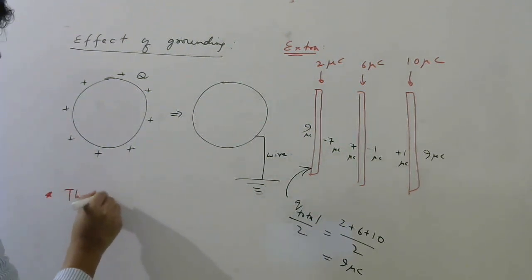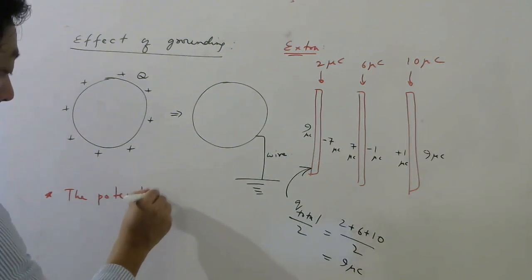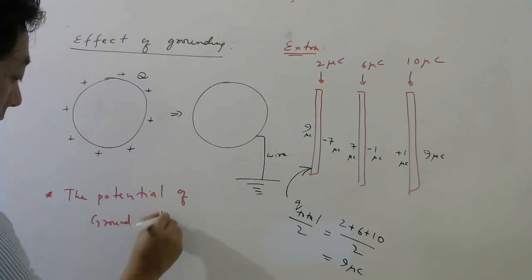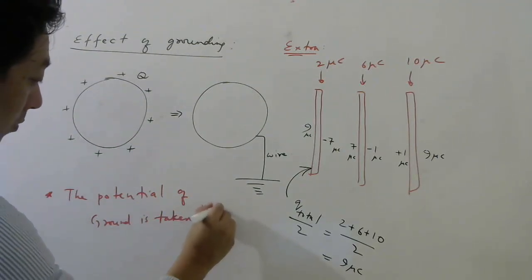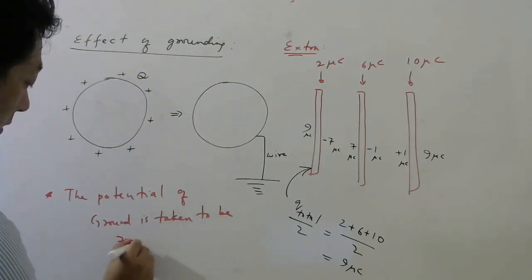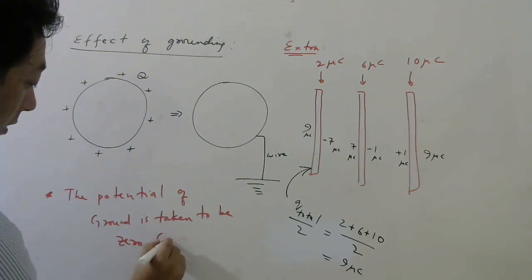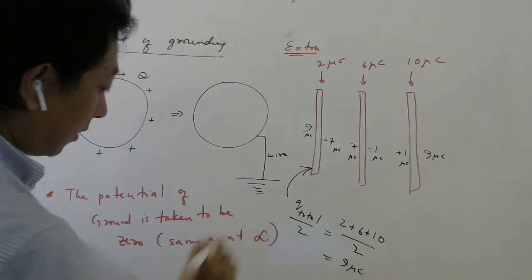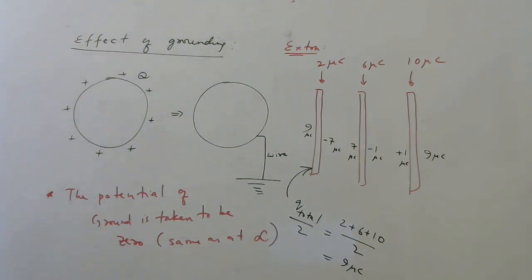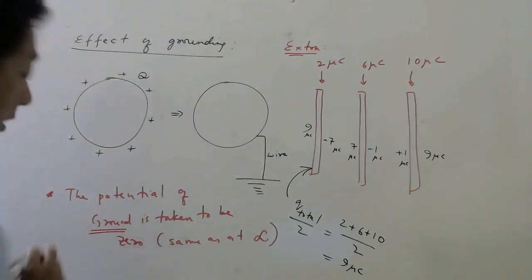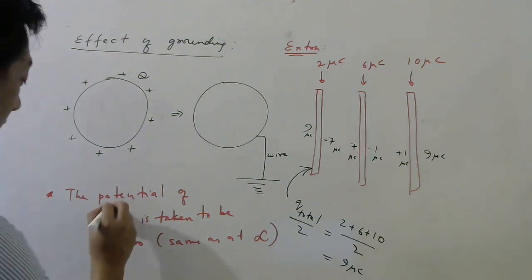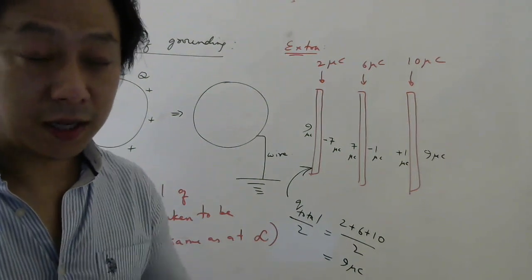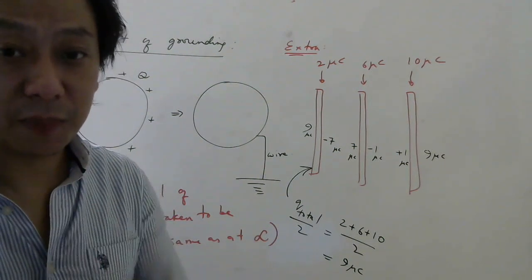The potential of ground is taken to be 0, same as at infinity. So at infinity we have taken potential 0. Ground is also a reference where potential is taken to be 0. So again, a very useful fact. Again, the reason for this will be more clear when I do capacitance.